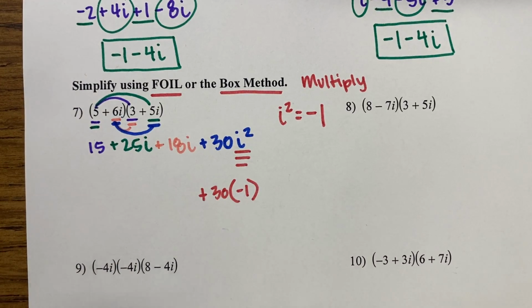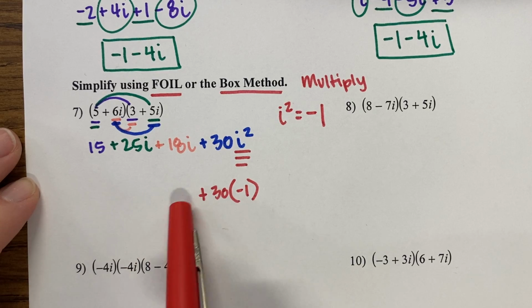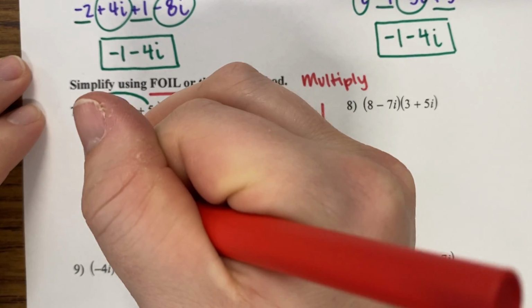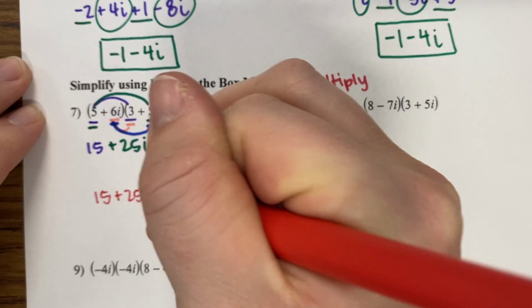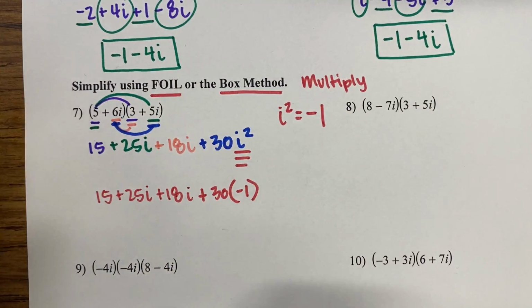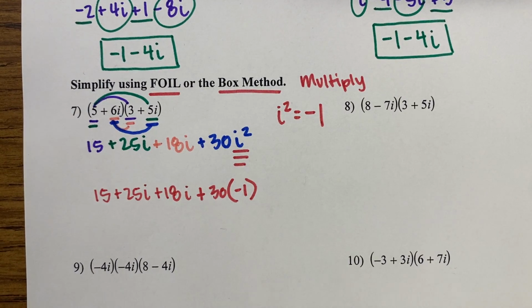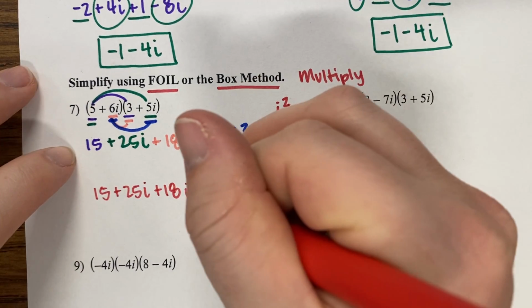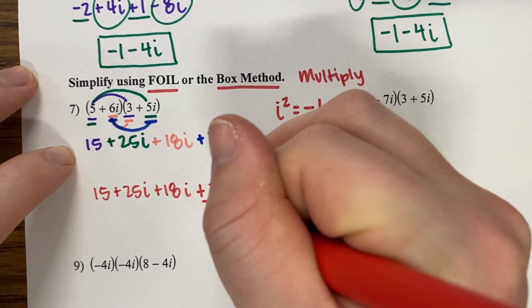Then we can just rewrite this out and combine like terms. So I have 15 plus 25i plus 18i. And now I combine like terms. So first of all, what is 30 times -1? It's just going to give me -30.